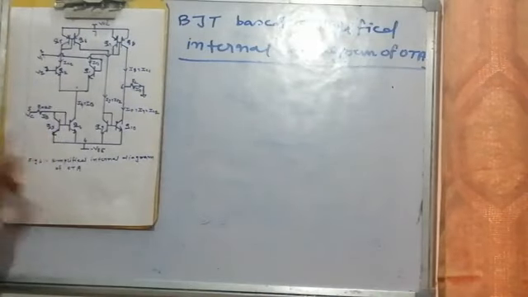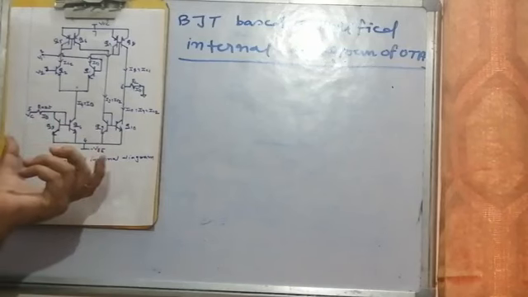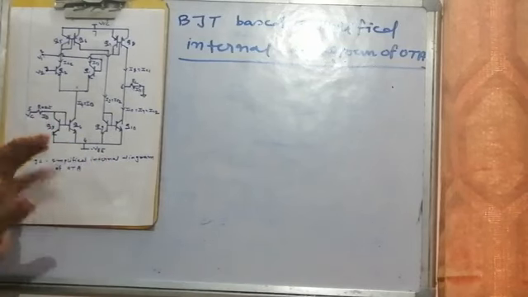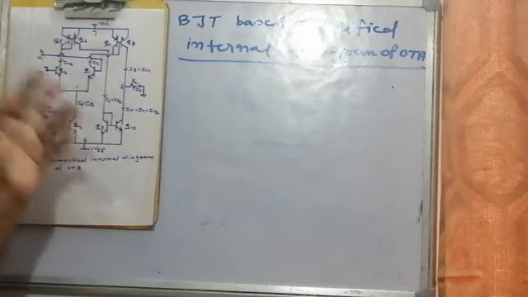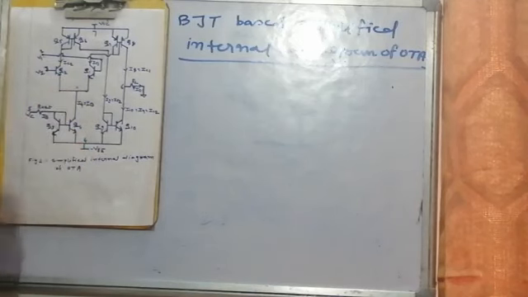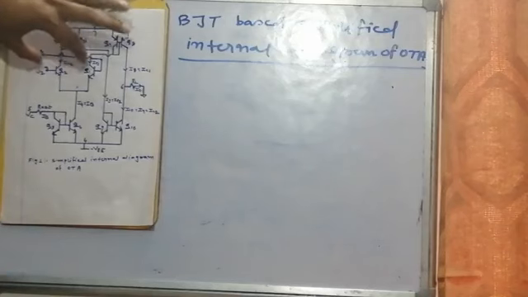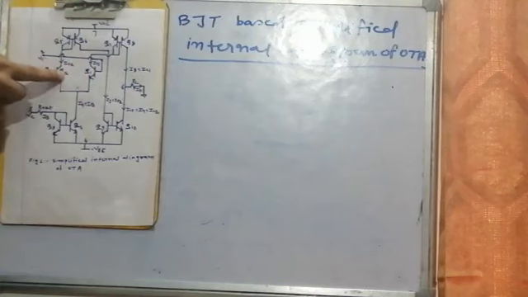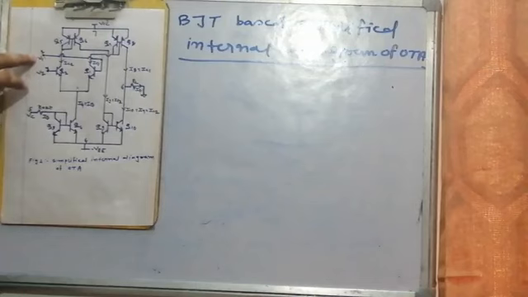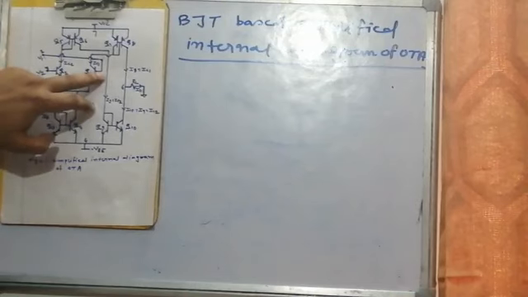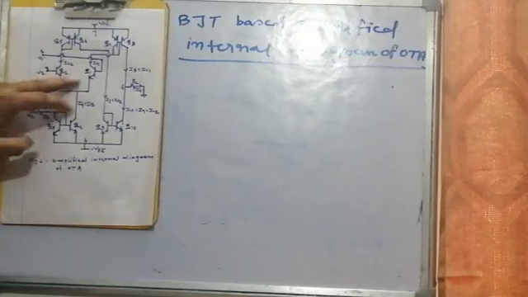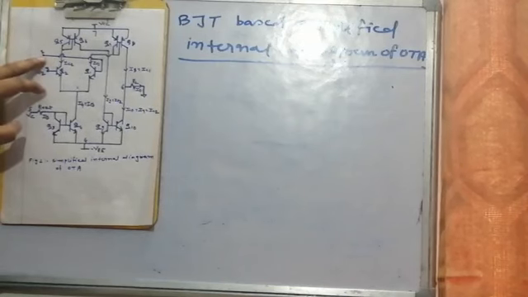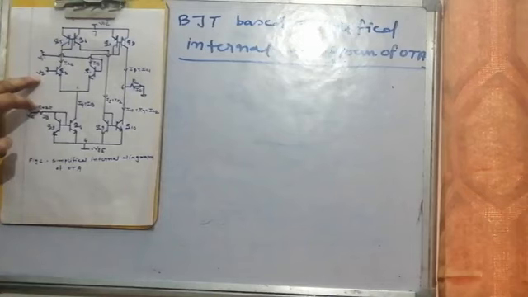Look at this picture. I hope this picture is clear for you. Basically, this is the BJT based simplified internal diagram of OTA. Here we have used a differential amplifier. Q1 and Q2 are the differential amplifier, and we have applied input at the base of Q1 and the base of Q2. V1 voltage is applied at the base of Q1 and V2 voltage is applied at the base of Q2.